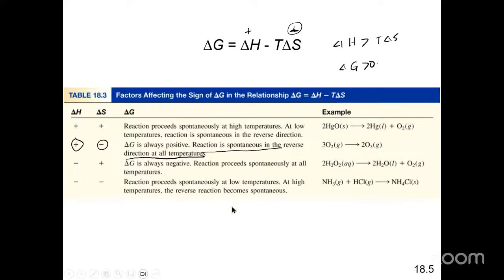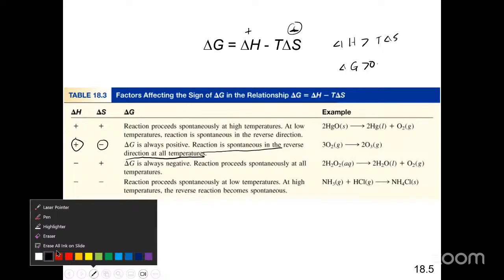Okay, so any questions about that? Any questions? Yes, sir. But judging from the example, if you just look at the example, then it's going to be non-spontaneous, but if you reverse that, then it's spontaneous. Exactly. Exactly. Okay, so let's look at the next situation.